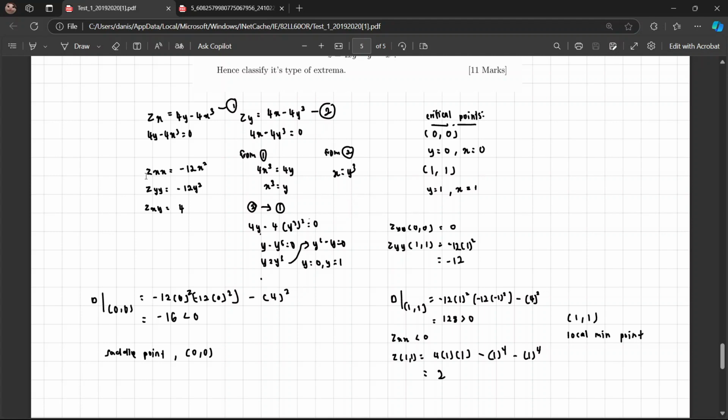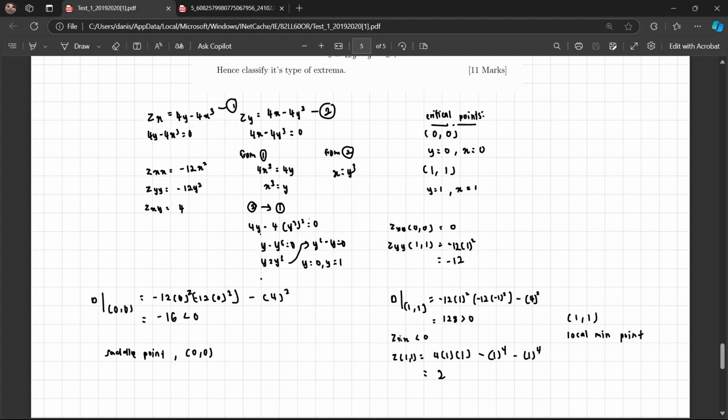And then we also have to find zxx, zyy and zxy, where zxx we got negative 12x squared, zyy is negative 12y squared, and zxy is 4. Then we have to find D for the two critical points. For the first one, we find for the (0, 0) point, and we get negative 16. So we know that for (0, 0), it is a saddle point. And then we proceed to the second critical point, which is (1, 1). Then we get D is 128.